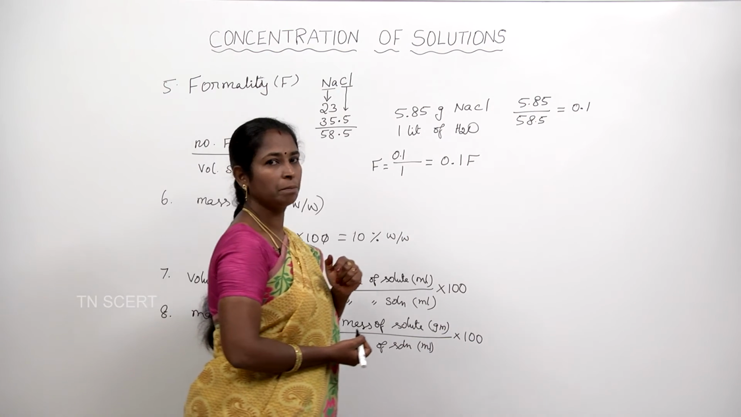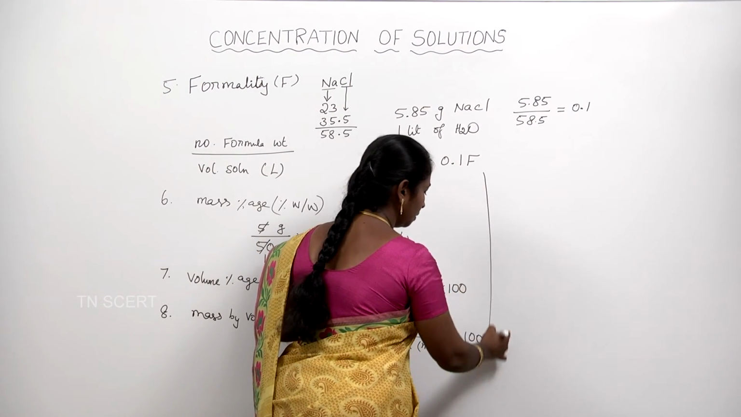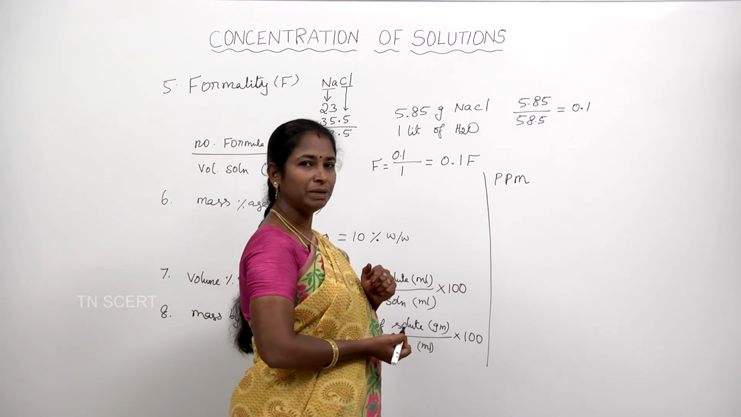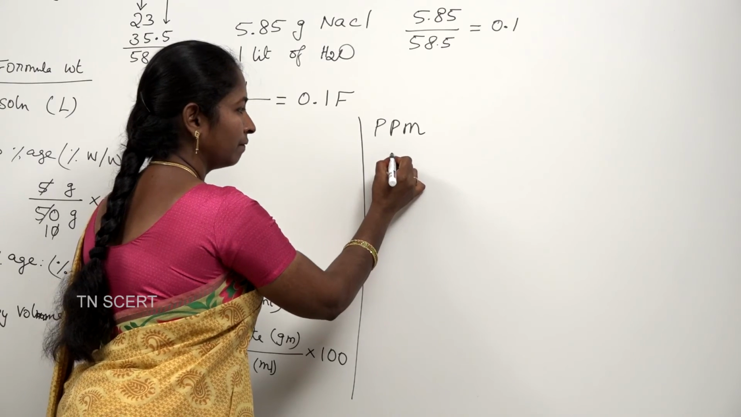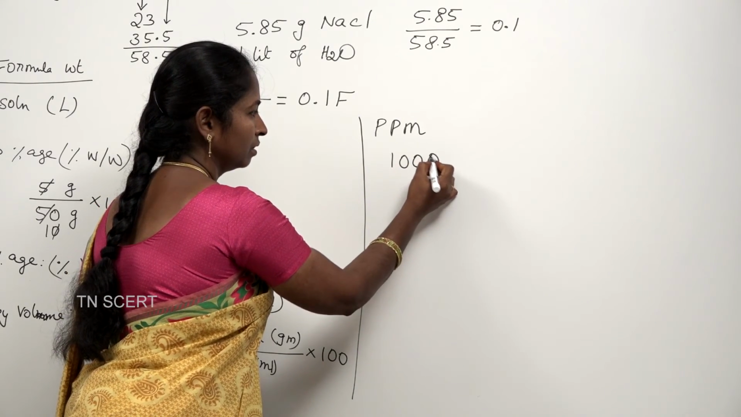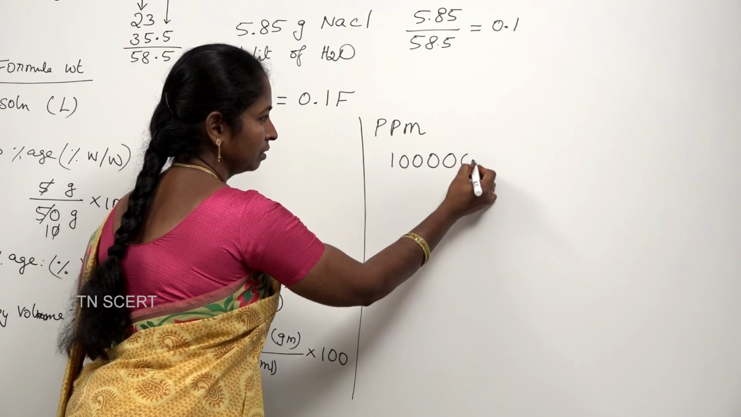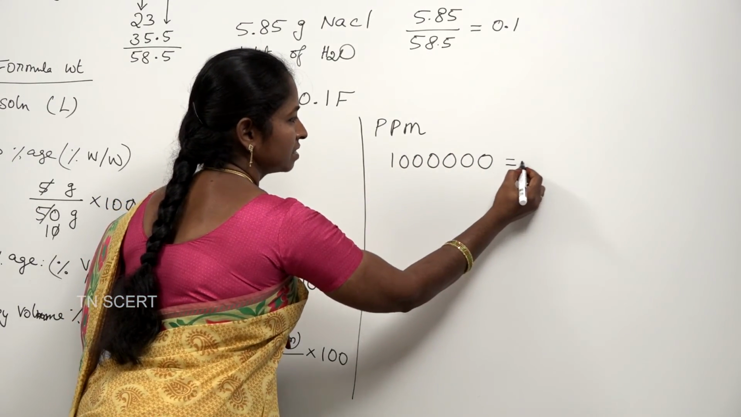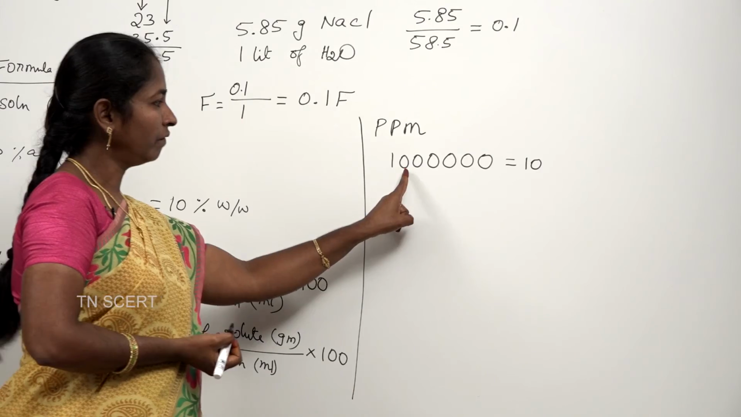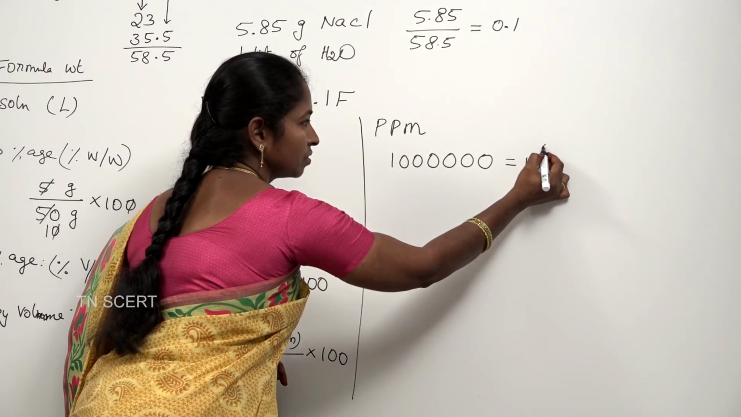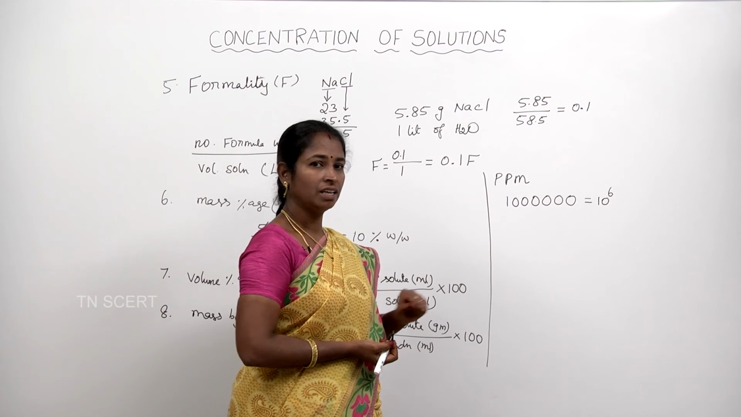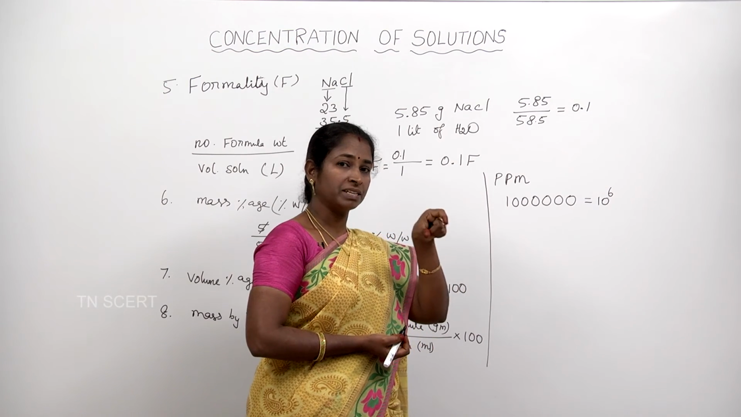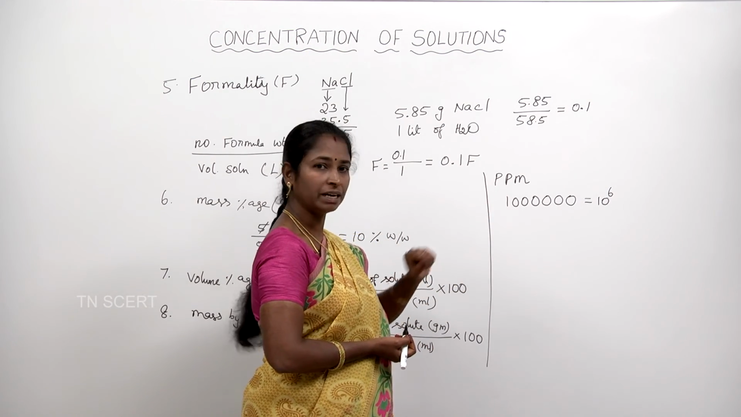Next one is parts per million, that is ppm, parts per million. What is million? Can you write the number? 1, 10, 100, 1000, 10,000, 100,000, million. You can write it as 10 power what? 1, 2, 3, 4, 5, 6. So, it is equal to 10 power 6. This 10 power 6 is million. So, how many parts are present per million parts? That is parts per million.